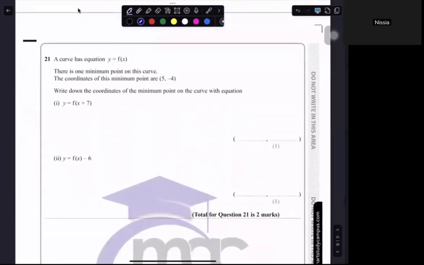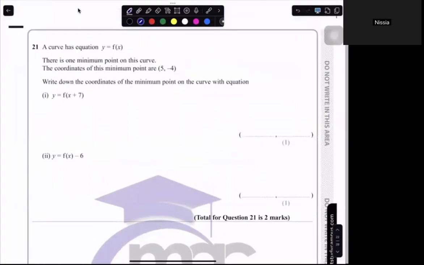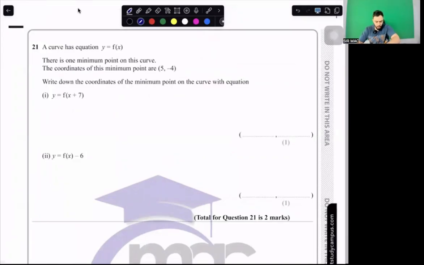Excellent. Very good. Now this question, number 21, is again a good question. The curve has the equation y equals f of x. There is one minimum point on the curve. The coordinates of the minimum point are 5 and negative 4. Write down the coordinates for the minimum point on the curve with equation f of x plus 7.